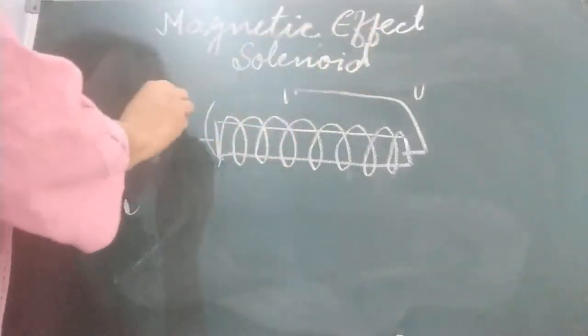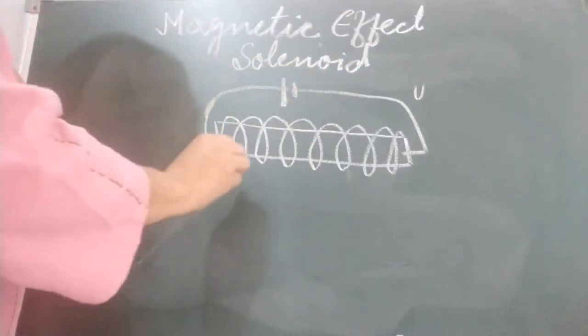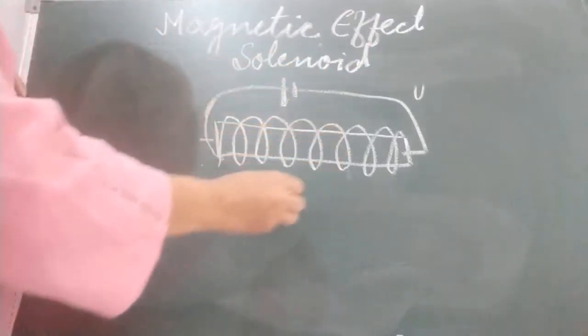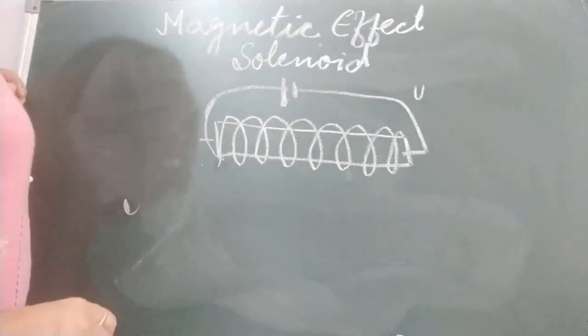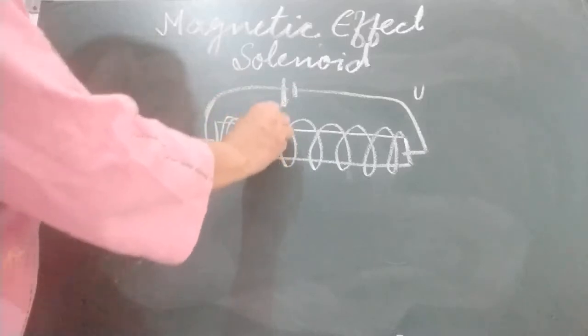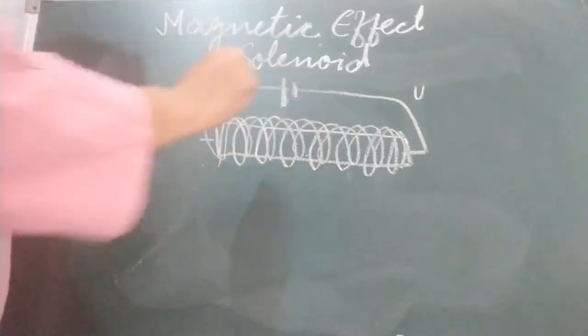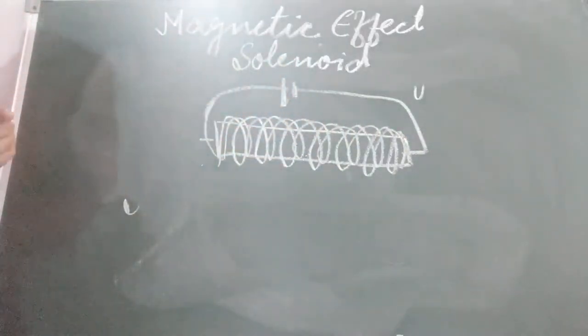A solenoid is a long wire. It is a long wire that has been wound many times in a tight coil around a hollow or solid core. Many times when you see a solenoid, you will not be able to see the core. It is tightly wound, and we use this solenoid in so many electrical devices like the fan and mixer. We use a solenoid as an electromagnet.